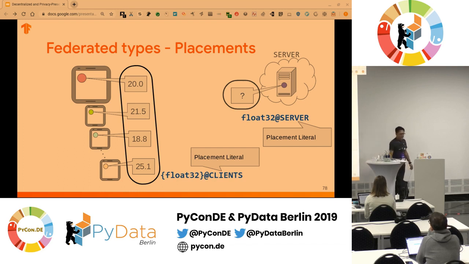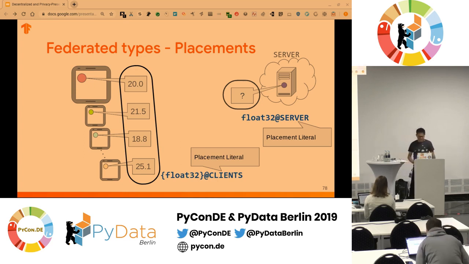So essentially, clients doesn't necessarily mean client, server doesn't necessarily mean the real server. Most of the time you'll use clients to actually mean clients, and server to actually mean server, but these are just literals. You could use them in any way you want, right? And you can define your own placements as well.